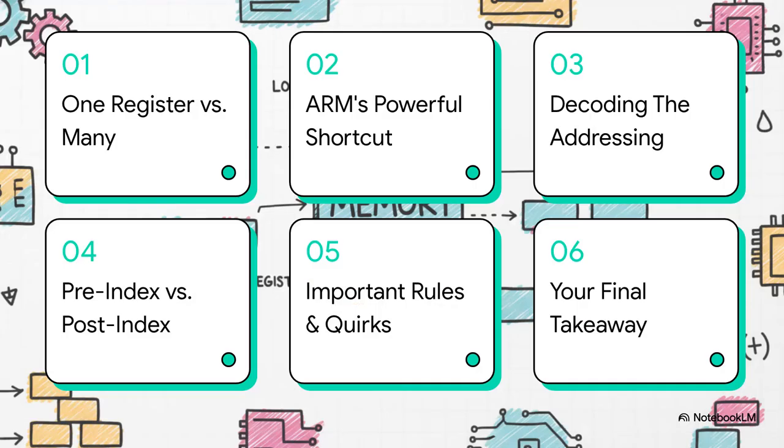So here's the plan. First, we'll see exactly why these instructions even exist. Then we'll get into the shortcut itself, figure out how it navigates memory, and explore its different modes of operation. After that, we'll cover a few key rules and quirks, and then wrap it all up with a nice, simple takeaway. Sound good? Let's dive in.